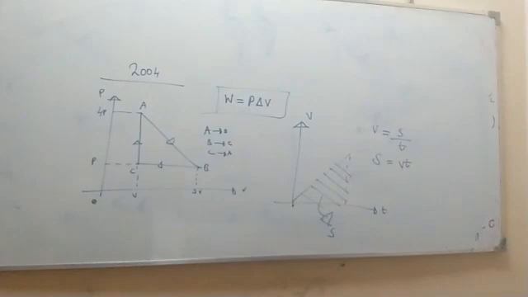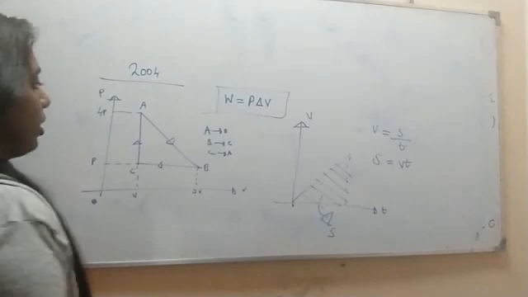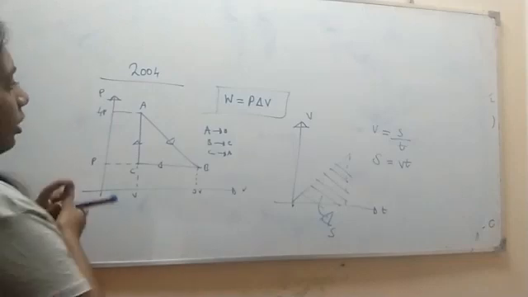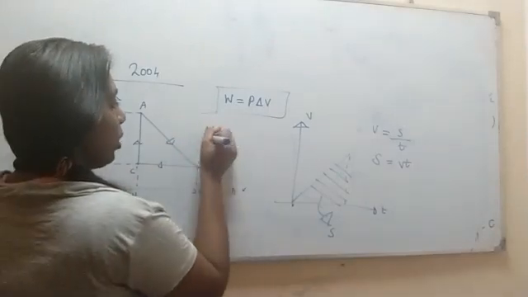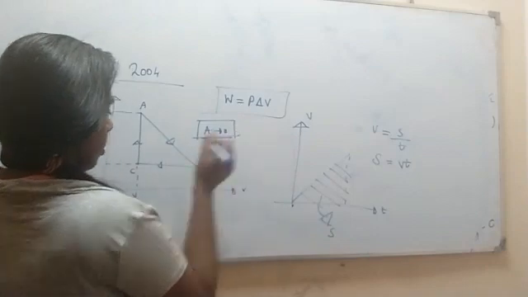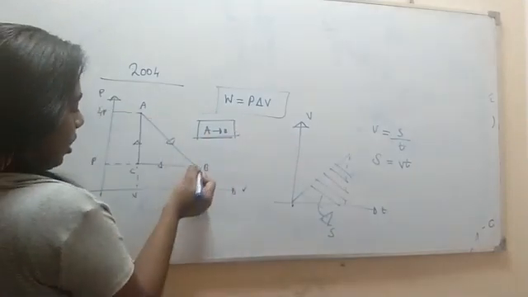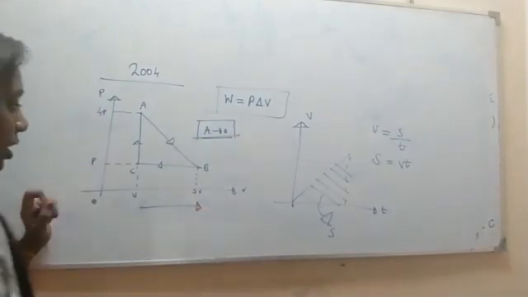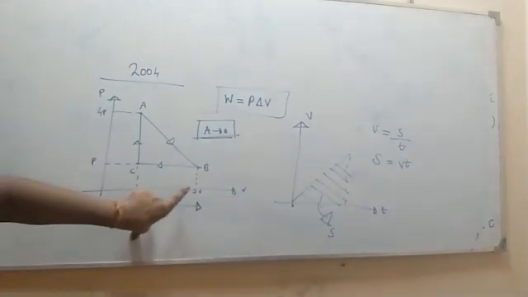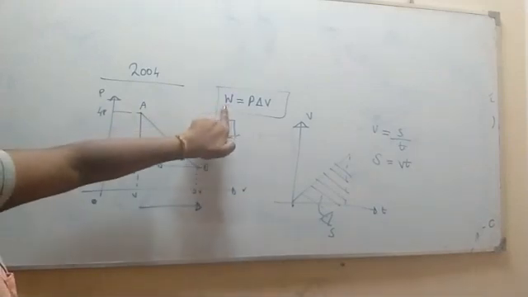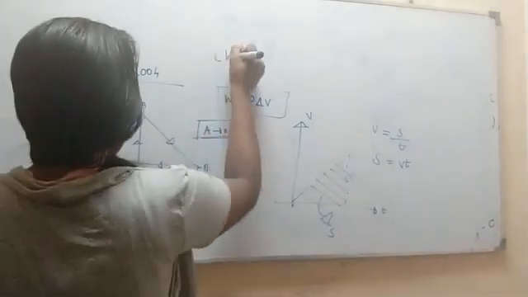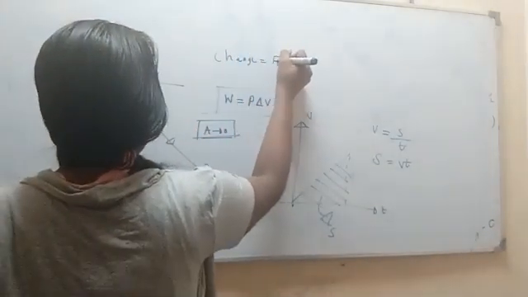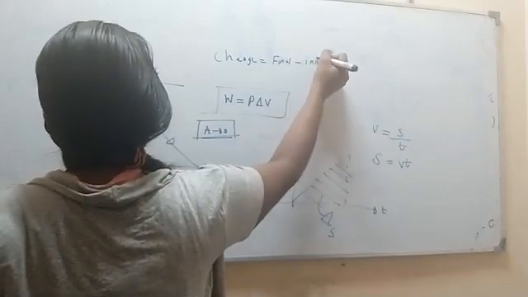We can find the individual work done and then find the total work done, or directly. First, let's find it individually. When I consider the A to B process, the gas is moving from A to B and its volume increases. Initially its volume is V, now its volume is 3V. Work is pressure into change in volume. Change always means final minus initial.